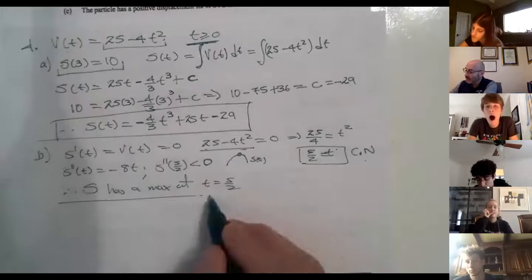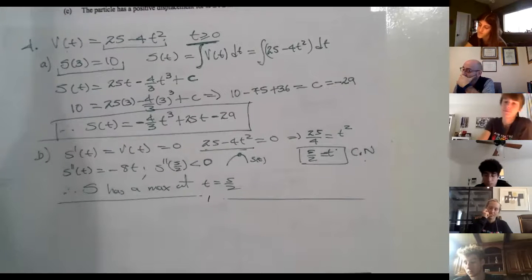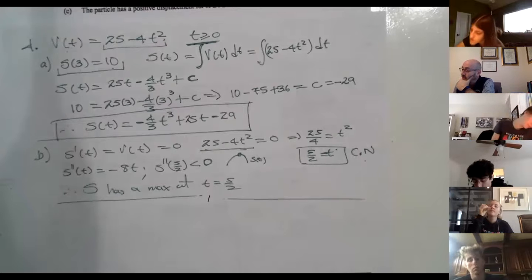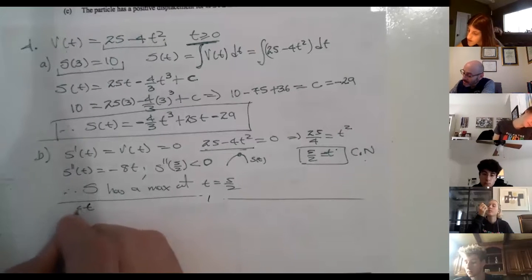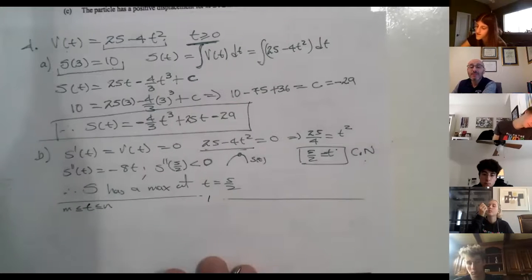Let's look at C. The particle has a positive displacement for t between m and n. Find the value of m and n. So t is between m and n, and this tells me that the displacement is positive.